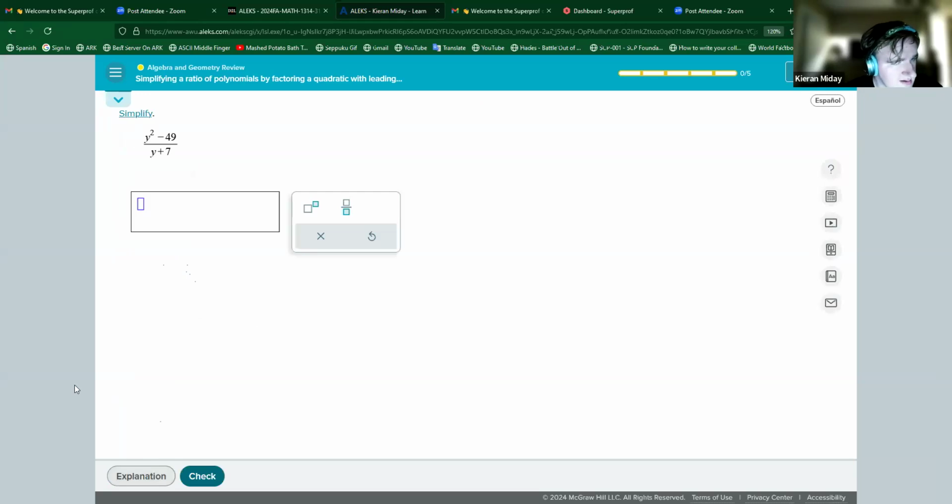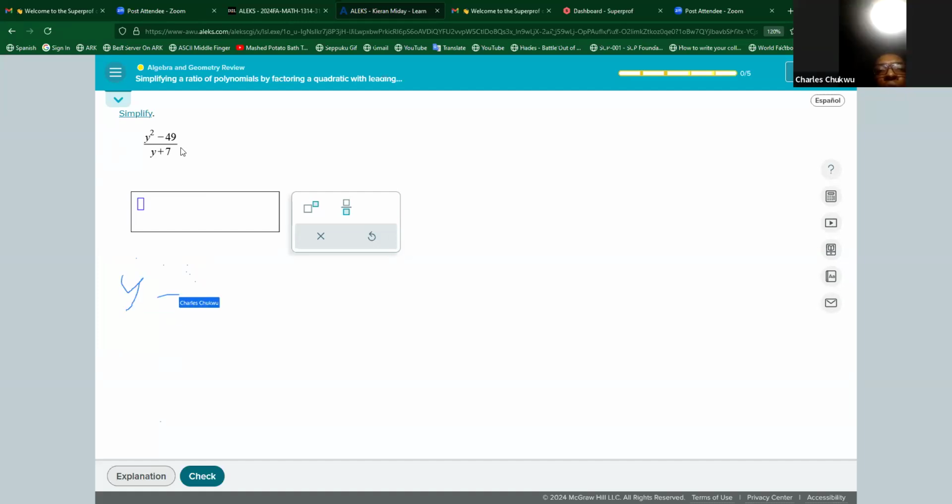Okay, so wait. Aha. Can you see anything there? The one at the top is a difference of two squares. You remember that one, right? So what do you think is going to happen at the top? Well, I think we could simplify this down into y squared minus 7. Could we not? Y minus 7.